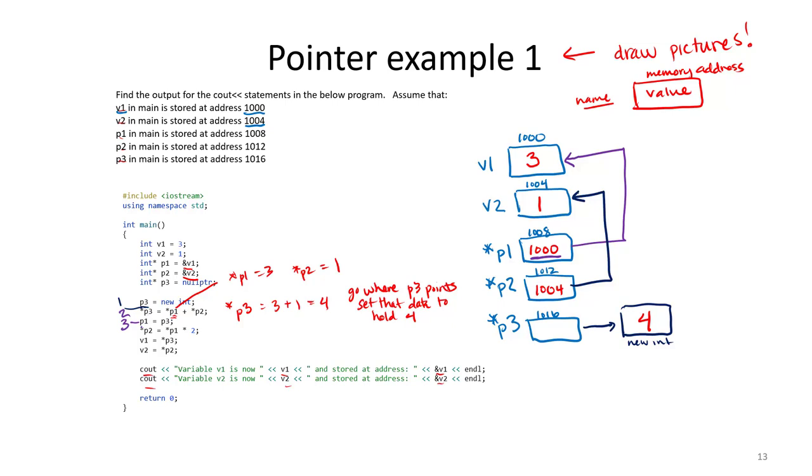In our third line, we say p1 equals p3. So essentially what's happening here is p1 is now going to store the memory address of our new int. We weren't given that memory address, but we know if we set p1 equal to p3, that means p1 and p3 must now both be pointing at the same memory address.